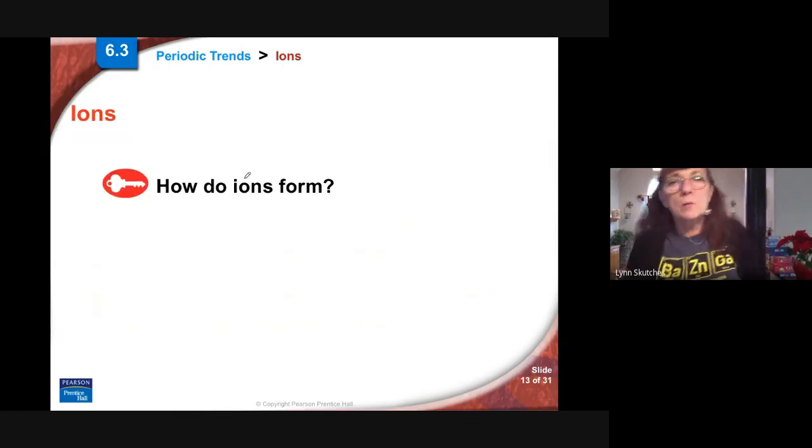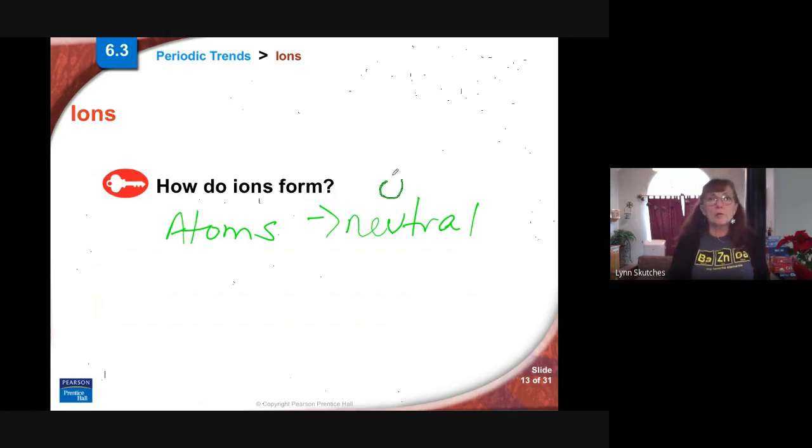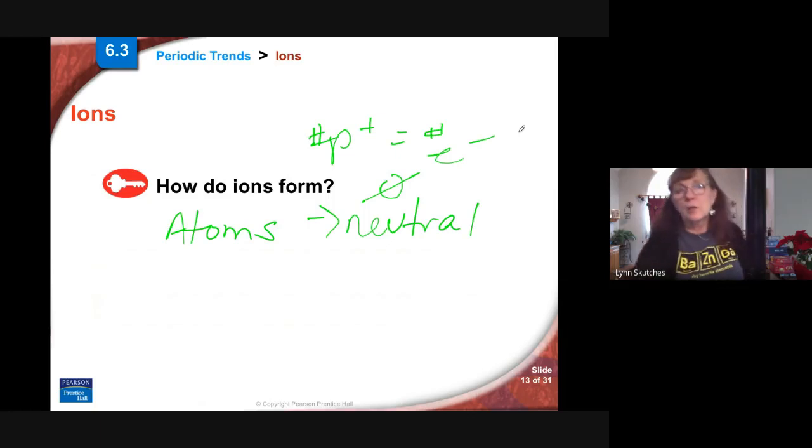All right, atoms. I'm flinging around words. You need to get them straight and how they really are used. Atoms are neutral. They have no charge. That's because the number of protons equals the number of electrons. Same number of positives, same number of negatives, no charge.